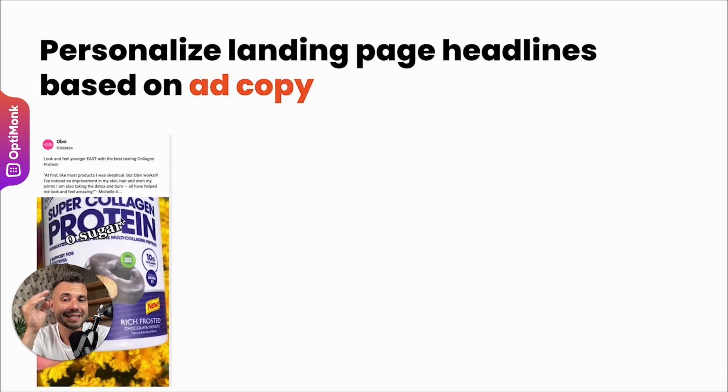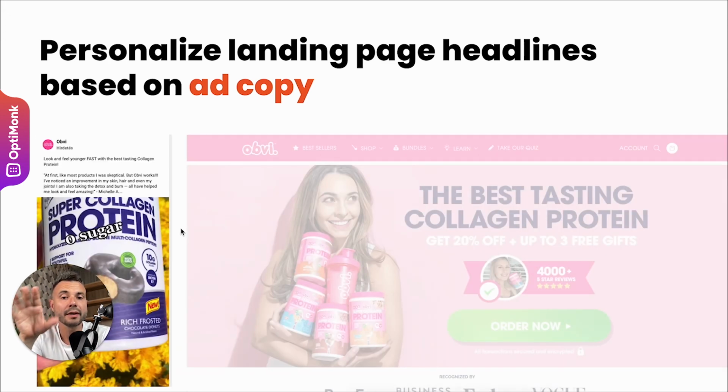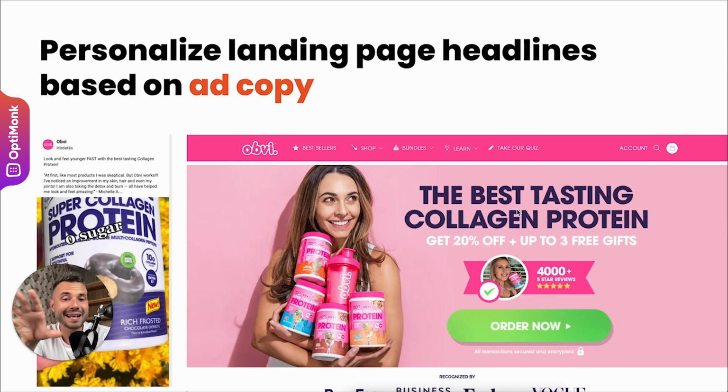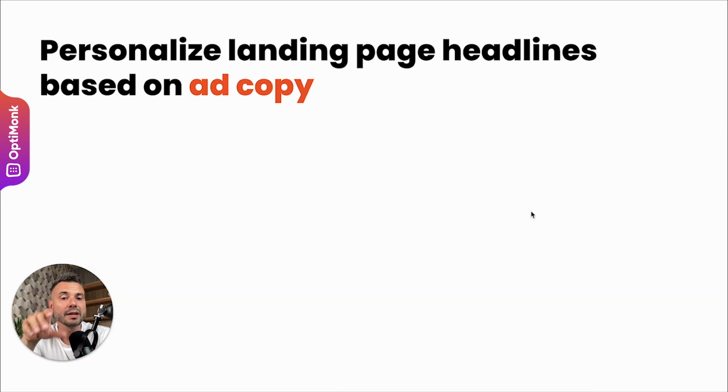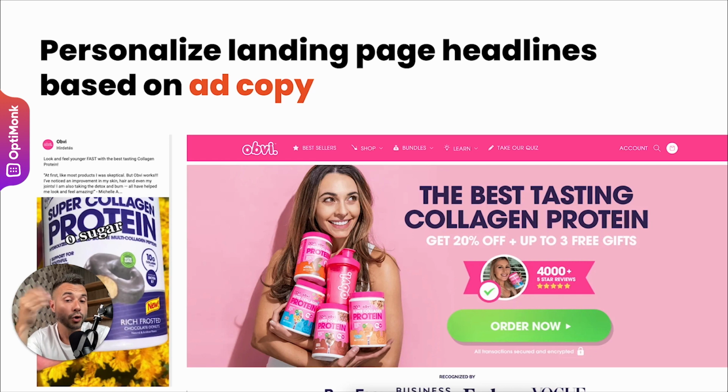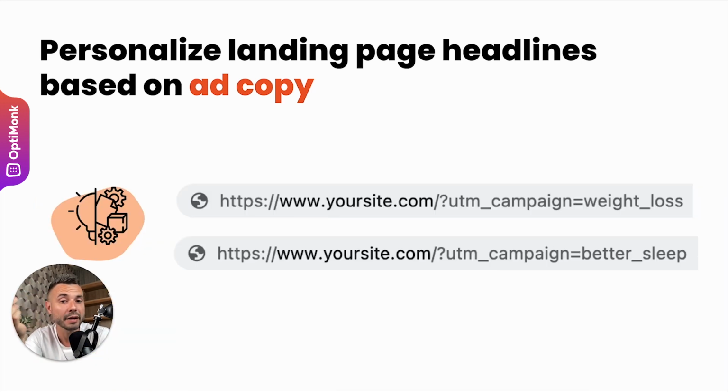Or if the visitor has seen super collagen protein, then the message will be the best tasting collagen protein, right? How can you achieve this? Well, all you have to do is use some kind of first-party data based on which you can personalize.